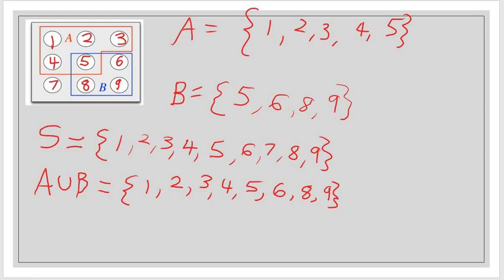Okay, so that's our union. It contains everything that is in A along with everything that's in B. And if something's in there twice, well, we only include it once.